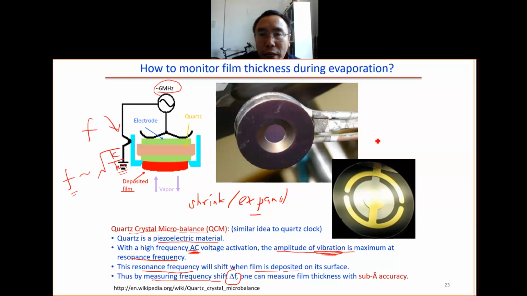What we need to know is the density of the film. We also need to know another number called the Z ratio. We need to give the Z ratio of the material and the density of the material in order to calculate the film thickness based on the resonant frequency shift. So here's the photo of this quartz crystal. This will cost about $10.